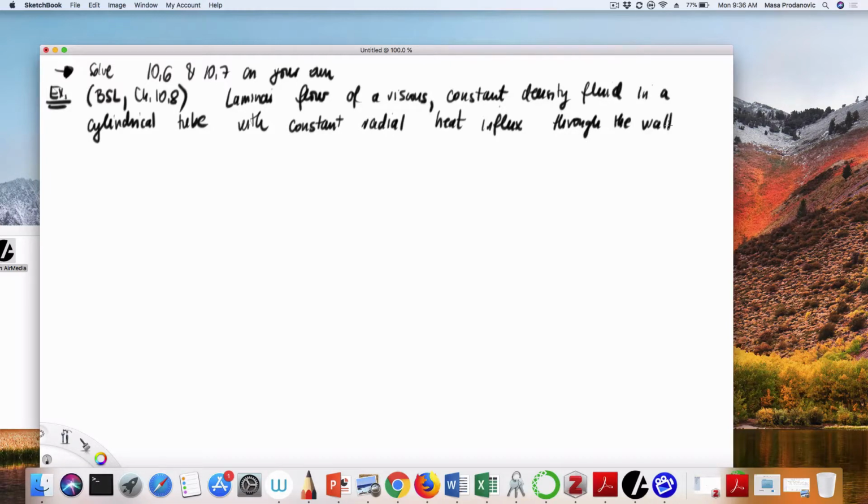So we assume the following. The fluid has constant properties for the time that we're solving the problem.